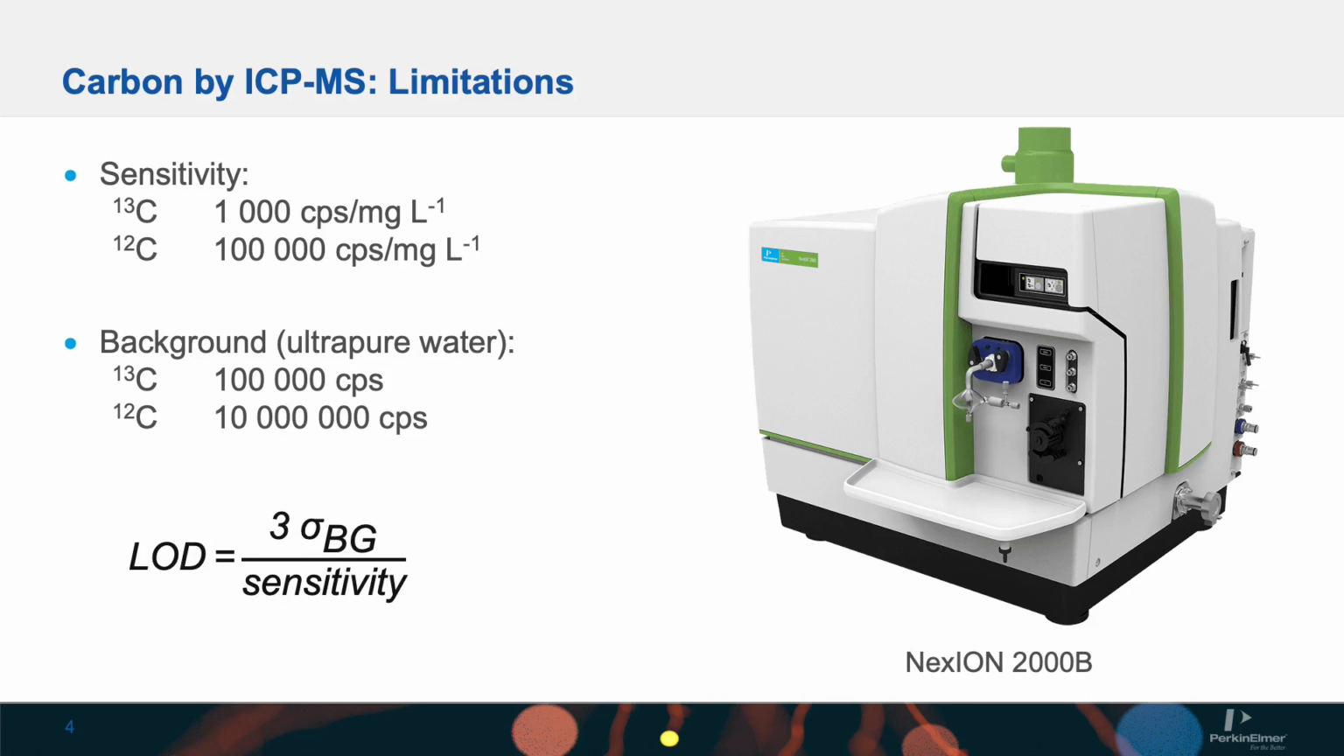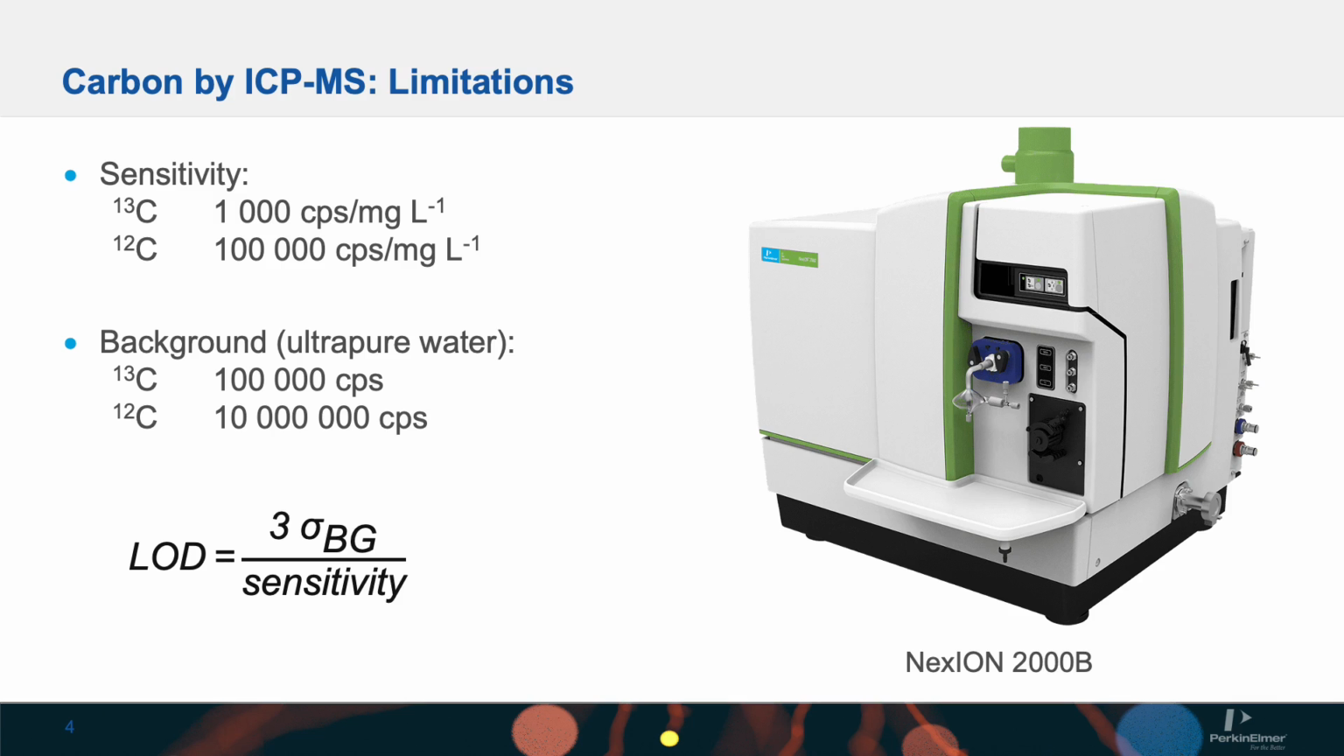These high detection limits are firstly due to the low sensitivity of the element because of its low ionization. With our instrument, we are getting around 1000 counts per second per ppm for carbon-13. By using carbon-12, with an abundance of almost 99%, we can get a sensitivity 100 times higher, but we are going to see that this is not a great advantage when measuring carbon.